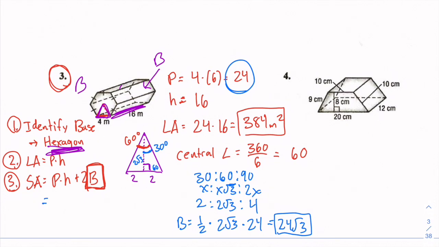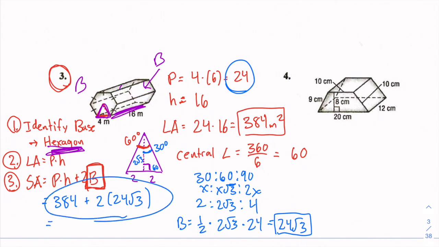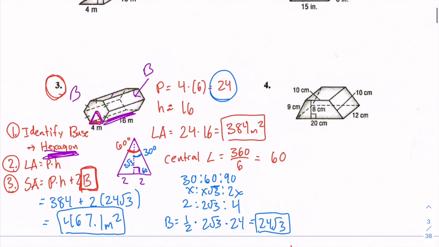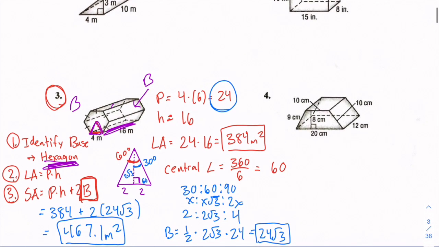Surface area is your lateral area, which is 384. We know that. Plus 2 times 24 radical 3. And adding this all up. This is a weird one, right? This is not one term, right? So I would want you to put this as a decimal, which should be about 467.1 meters squared. Okay, please actually punch this in your calculator. Practice your calculator skills. And that should be your answer.